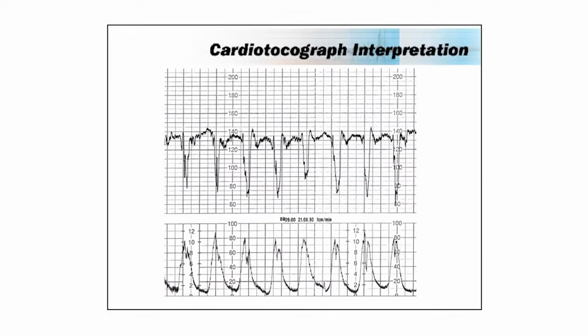But the key thing I'd like you to take from this is that the differentiation between variables and earlys or lates is not to do with when they come in relation to the contraction. It's to do with the onset and the recovery. The only time that the contractions become really important is differentiating between earlys and lates.